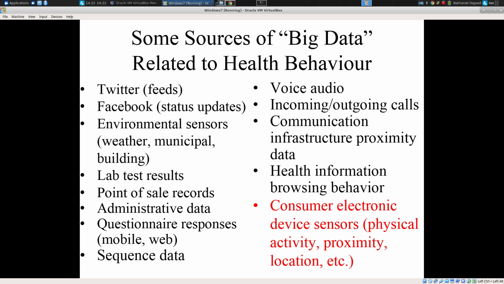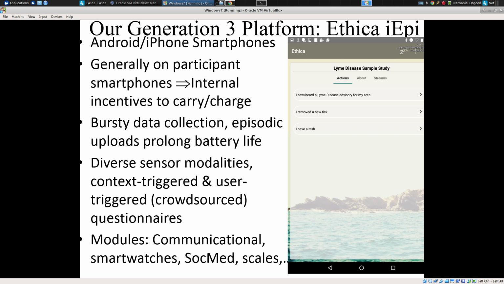But the final one I want to talk about is consumer electronic device sensors, because so much of our work has been spent in this area. And starting in 2010, we built our first generation system around smartphones for epidemiological data collection. And the goal here was to build a system that would have the requisite flexibility to be retargeted for a wide variety of different epidemiological needs without programming, or with very minimal programming. So the idea is we should be able to use the same system and simply re-specify.